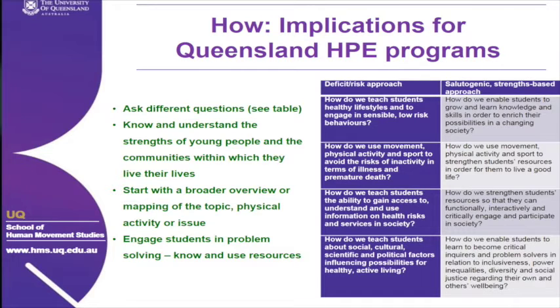From our preliminary work using this model, we have been able to identify some key orienting tasks or strategies that we need to do to adopt a health promoting approach. We believe these are asking different questions, and we've provided a table of these questions for you. We need to know and understand the strengths of young people and, most importantly, the communities in which they live their lives. We need to start with a broader overview or a mapping of the topic, rather than simply going in and focusing on risks. And finally, we need to engage students in problem-solving activities so that through this process they can be developing the resources that support them when they move beyond the school gates.